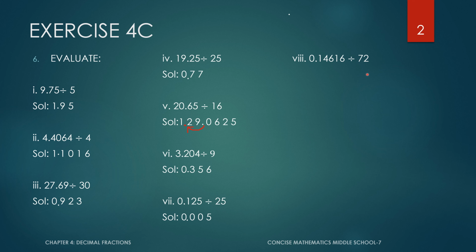0.14616 divided by 72. Even here, just neglect this point and divide 14,616 by 72. You will get 203. Now, after the decimal point, you have 5 numbers. So imagine a point over here and move this 5 digits: 1, 2, 3, 4, 5. So you will get a point over here.